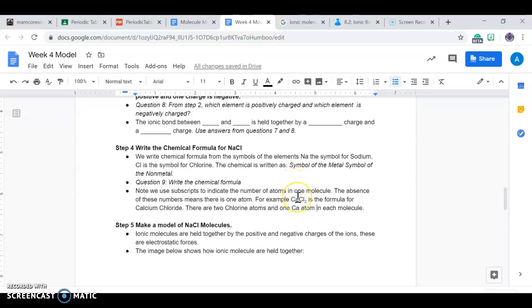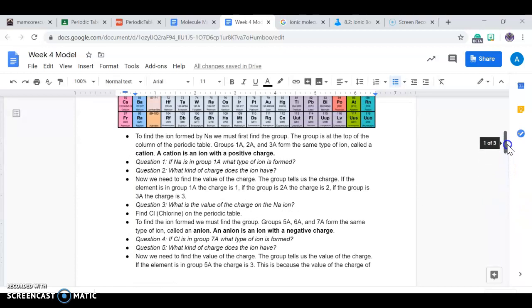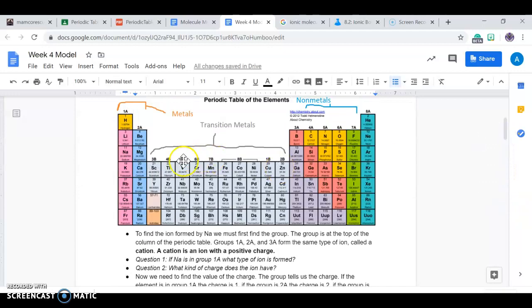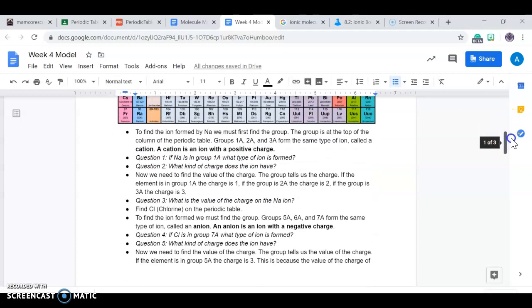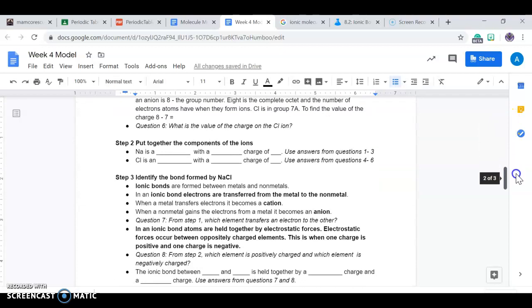So calcium in this example, if we go to your periodic table, is in group 2A. So it has 2 valence electrons. So when it has a charge, it's +2. Chlorine, if you've answered all those questions, you know that's -1. So when we form a molecule of calcium and chlorine, we have to balance the charge. So I need 2 chlorine atoms to give me a -2 charge to cancel out the positive charge.